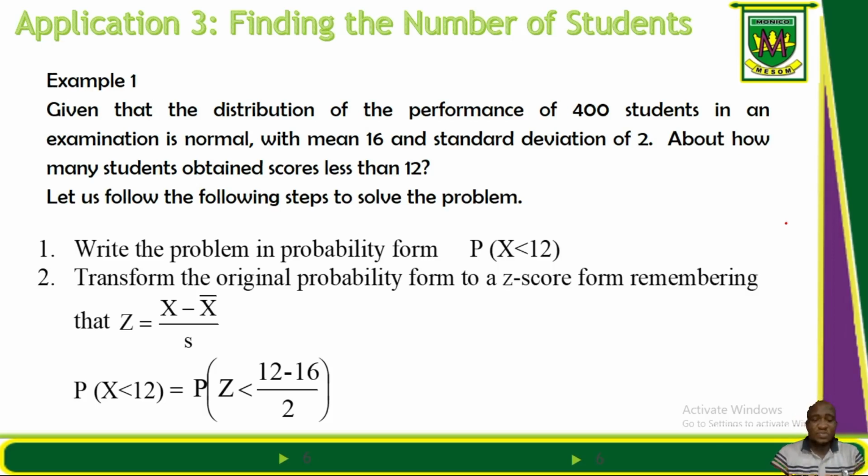But the previous application was asking for the percentage of students who are likely to score less than 12. And the difference between this application and the first application is that this one is asking for the exact number of students who scored less than 12. So it could have been the actual number of students who scored greater than, the same thing. But the other one was just asking for the probability, the chance of getting people who scored either less than or greater than or between.